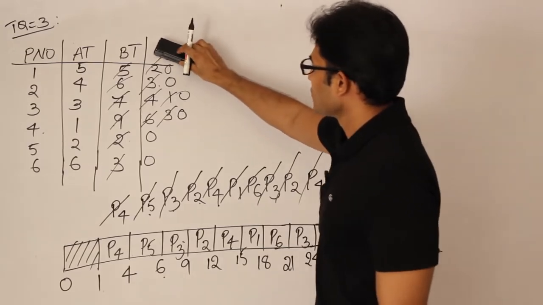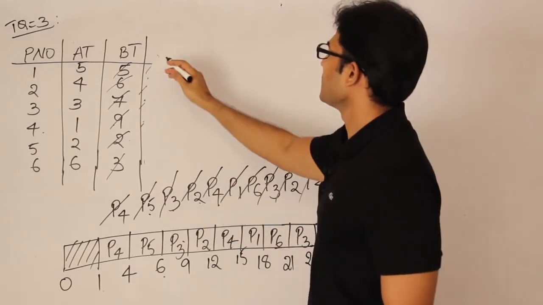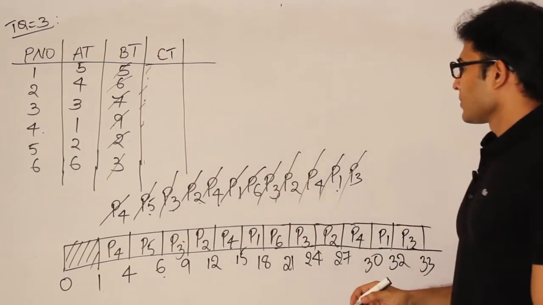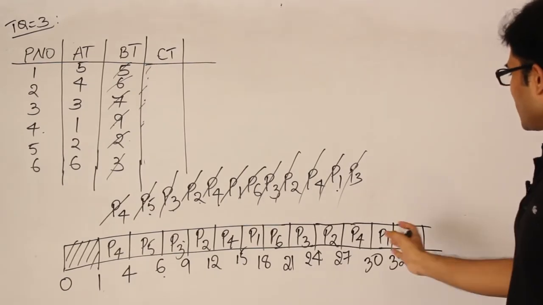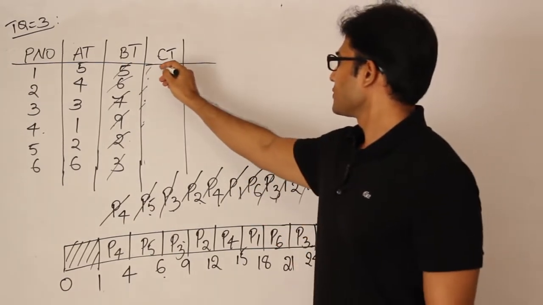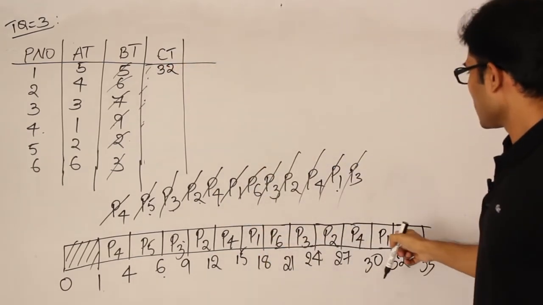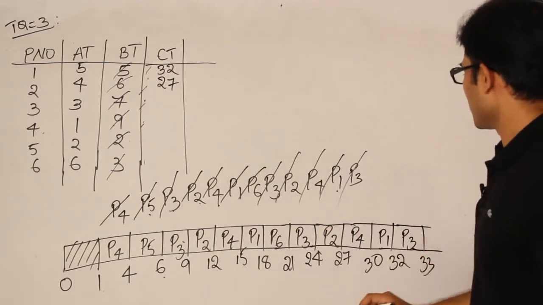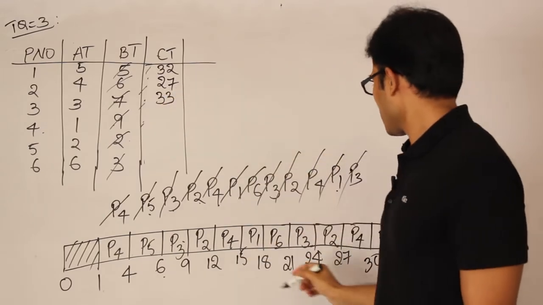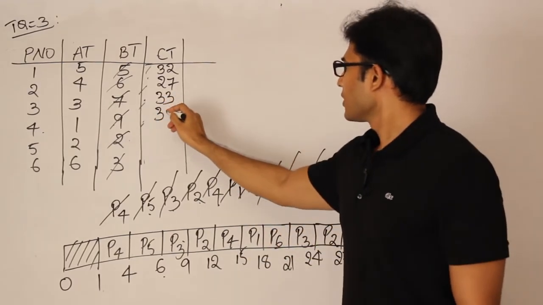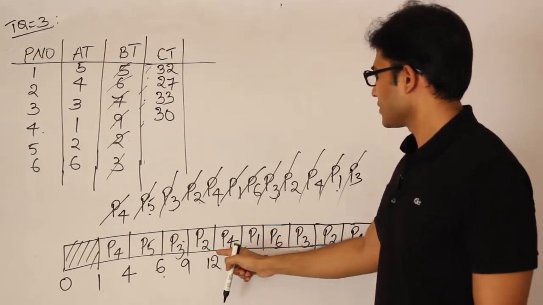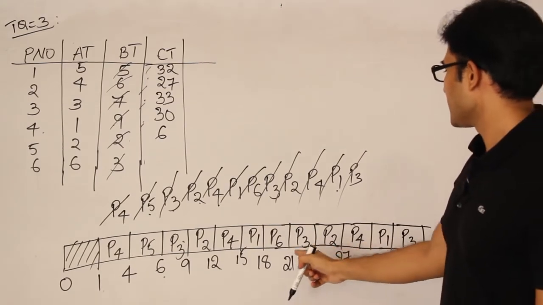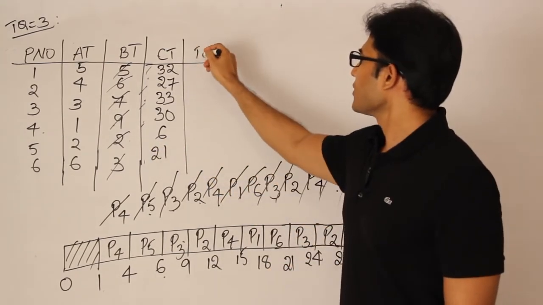So first one is, let's talk about the completion time. At what time they got completed? Completion time, right? So come from the ending. P1 got completed at 32, therefore completion time of P1 is 32, and then P2 got completed at 27, so completion time is 27, and P3 got completed at 33, and P4 got completed at 30, and P5 got completed at 6, right? And P6 got completed at 21.